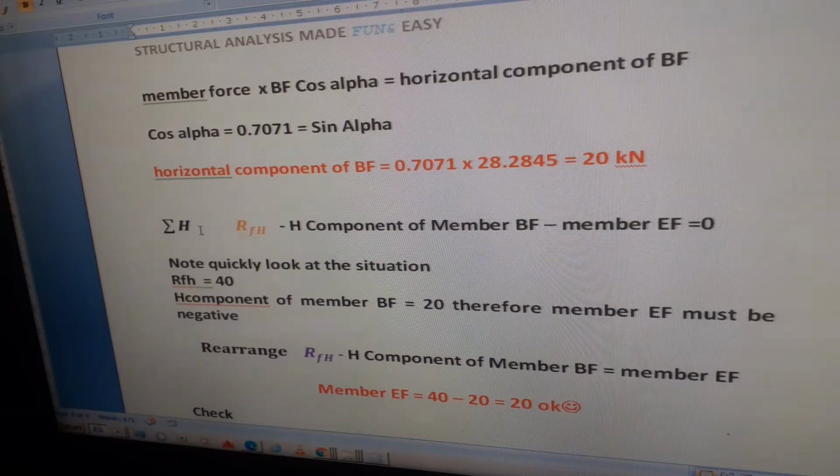So let's write it out properly. RFH minus H component of member BF minus member EF equals 0. Note quickly, RFH equals 40, H component of member BF equals 20, therefore member EF must be negative. If we rearrange it, RFH minus H component of member BF equals member EF. Member EF therefore equals 40 minus 20, or 20, which is okay. So it's 20 kilonewtons from right to left.